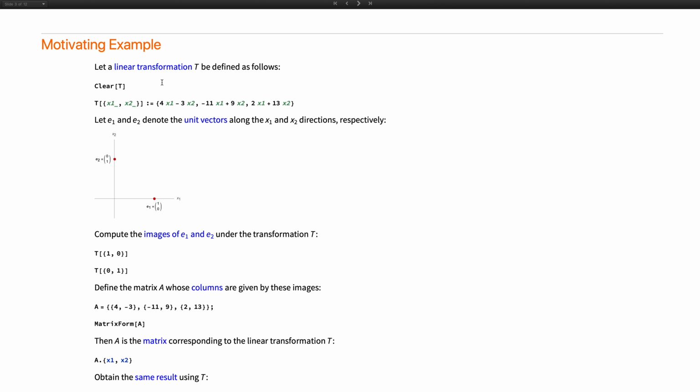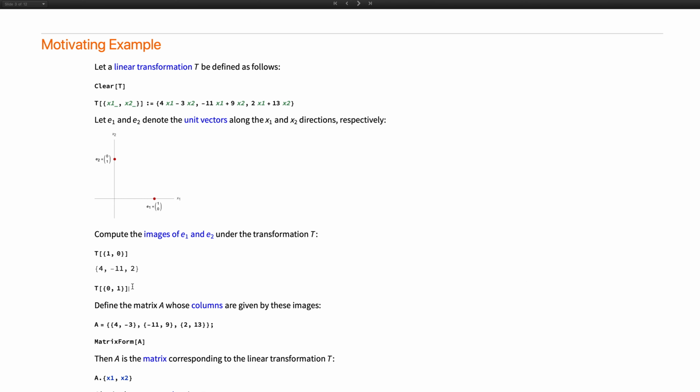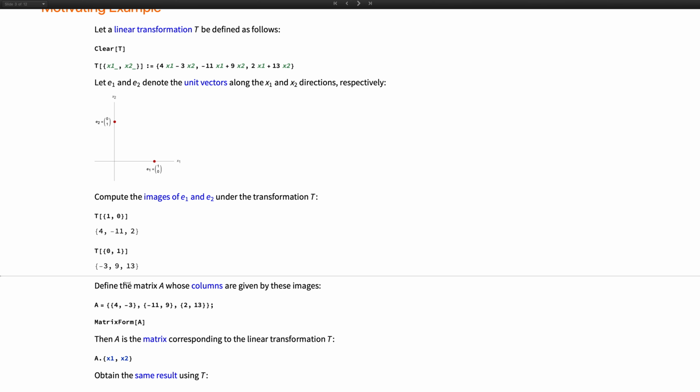Here is a transformation T, which is given by T of x1, x2 is 4x1 minus 3x2, negative 11x1 plus 9x2, and 2x1 plus 13x2. Now, over here, we have these two unit vectors (1, 0) and (0, 1). What we do is try to find the images of these vectors under the transformation T. When you do that, you get back results, each of which is a 3-vector. Then you form a matrix A whose columns are given by these images.